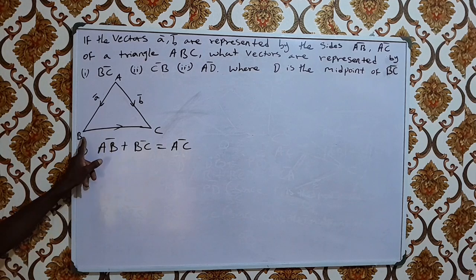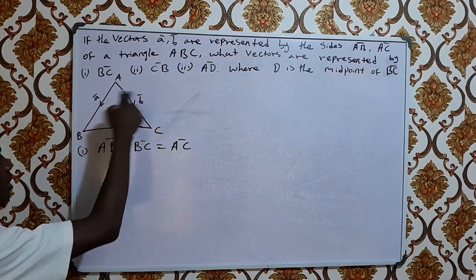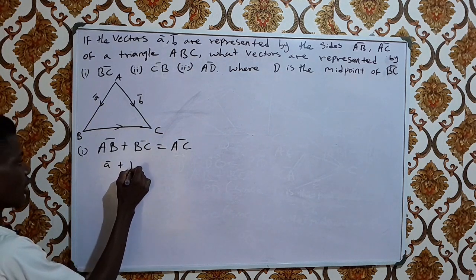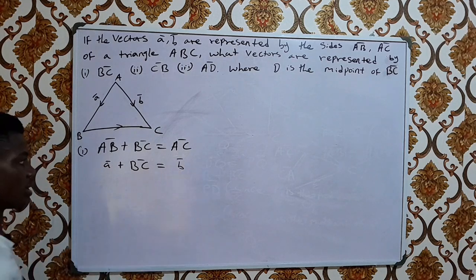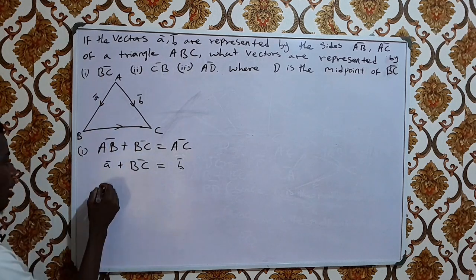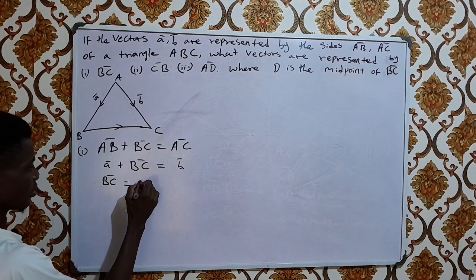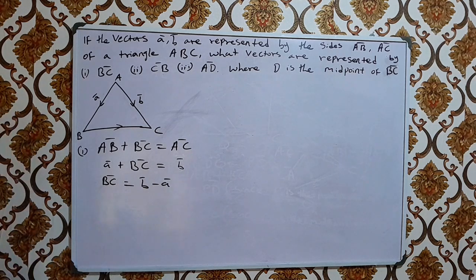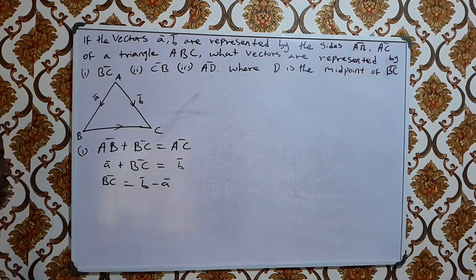Remember, we are looking for BC. And we have something to represent AB and AC. So we have that A plus BC is equal to B. We make BC the subject of the formula. We have now that BC is equal to B minus A. That is our BC.